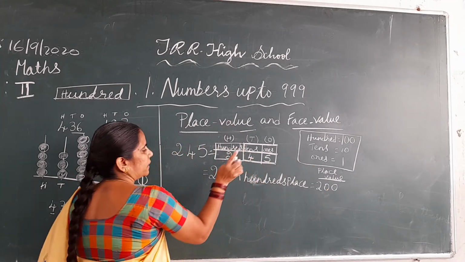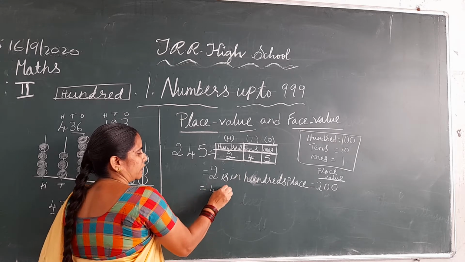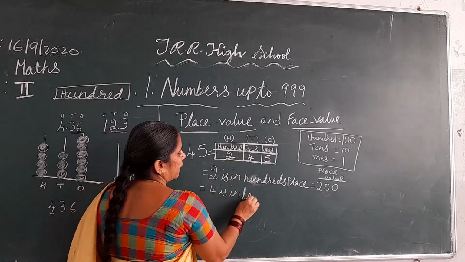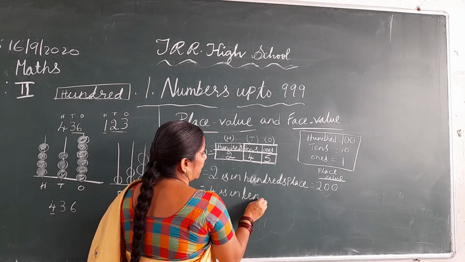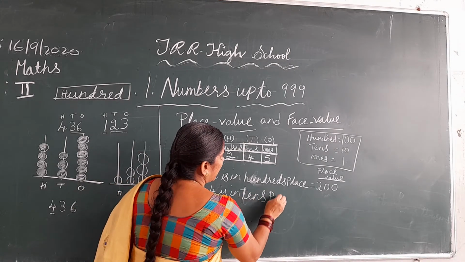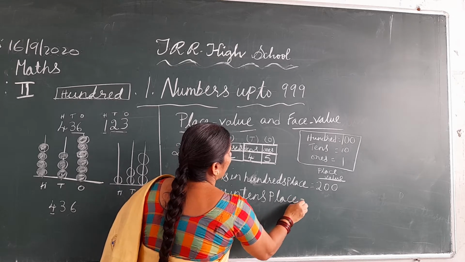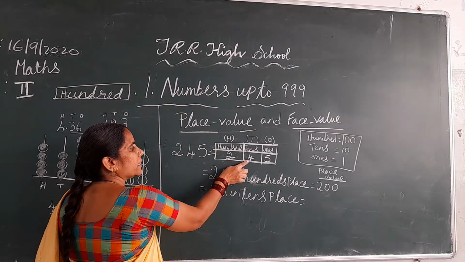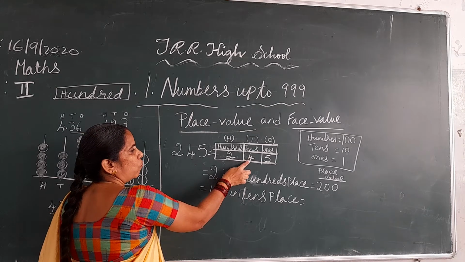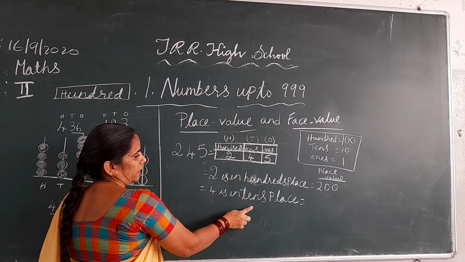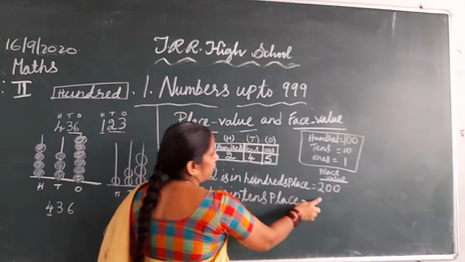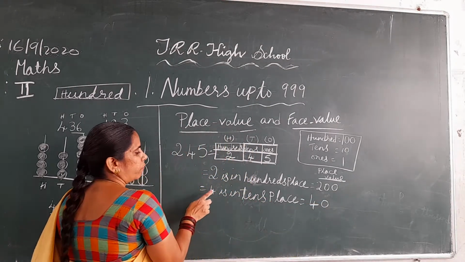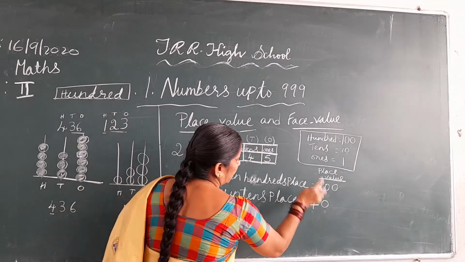Now we will go to the tens place. 4 is in which place? Tens place. Tens spelling T-E-N-S. 10 means what I told? 1, 0. 10, 1 and 0. Which digit is there in the tens place? 4. So 4 is in the tens place. What will be the place value? 40. Place value of 4 is 40.